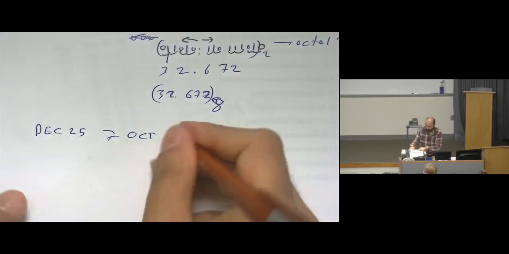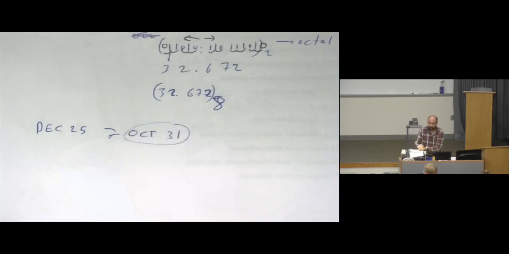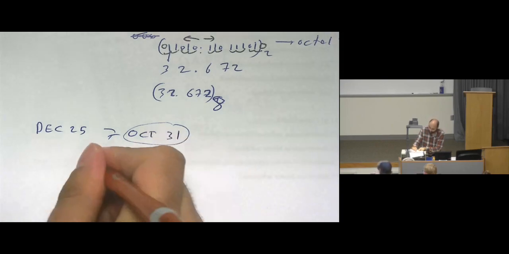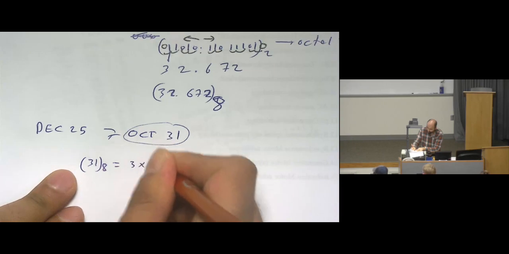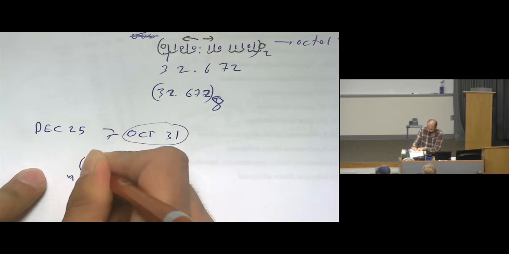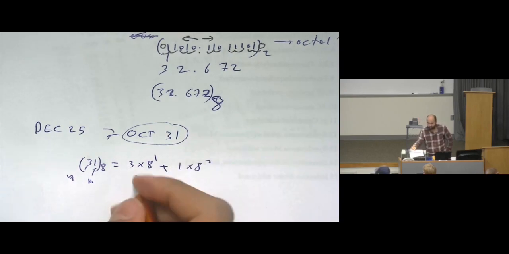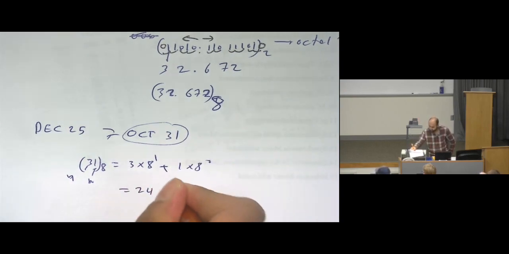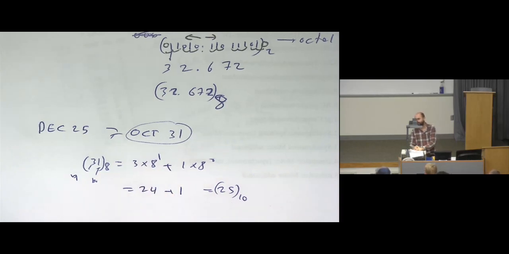So let's try to convert octal 31 to decimal. You can convert it in two ways. You can convert this to binary and binary to decimal, or you can use the base, which is 31 base 8. 31 base 8 is going to be 3 times 8 power 1, this is B1, B0, plus 1 times 8 power 0. So 3 times 8 is 24, plus 1 times 8 power 0, which is 1. 24 plus 1 equals 25. This is base 10.